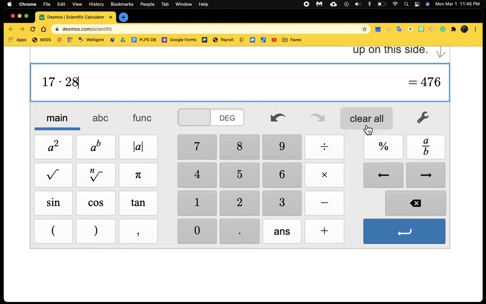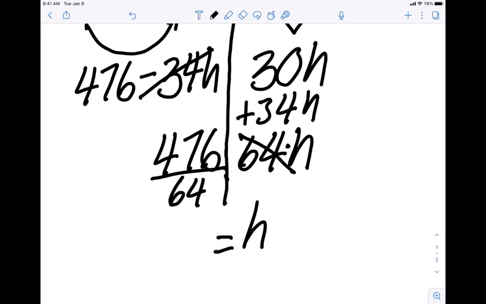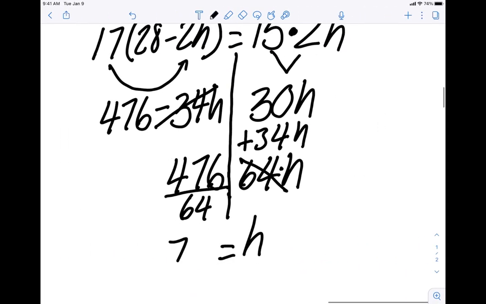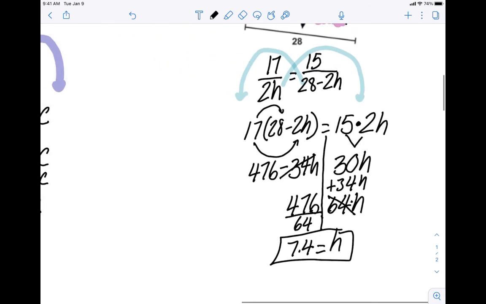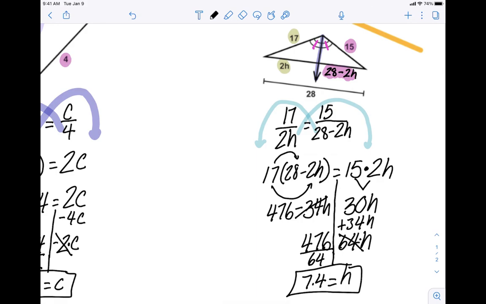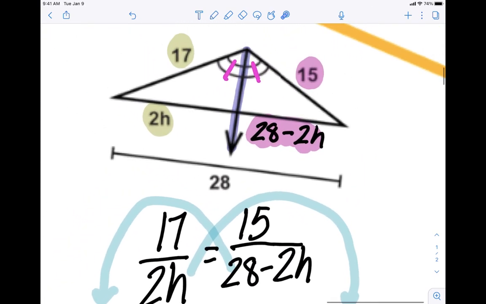Oops. You guys saw my music. 476 divided by 64 gives me 7.4. Okay. Nothing wrong with that. So I round to the nearest tenth, 7.4. And look at that. That is our solution right here. So that's how much h is, right? 7.4. H is 7.4. And remember, we could totally plug in h right here and multiply it by 2 and do 28 minus 2 times h, but that's not what they're asking us for.